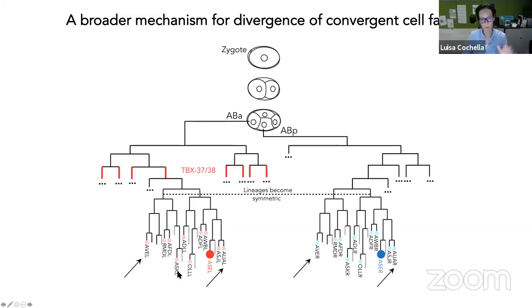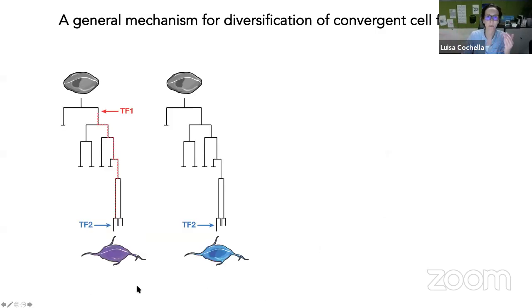elegans, we're further exploring these neurons that have different asymmetric origins. But the reality is that there are many examples of this type of development in which two cells arrive to the same terminal differentiation program through different pathways. So these are what we call convergent cell identities, and the ASC neurons are an example of these.